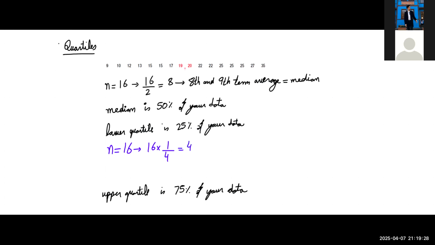We need the mean of the fourth and fifth terms. So what is the fourth term? 13. What is the fifth term? 15. So the mean will be 13 plus 15 over 2, which is 28 over 2, which is 14. So this is called your lower quartile, LQ. Okay?